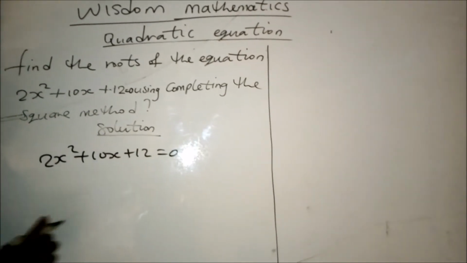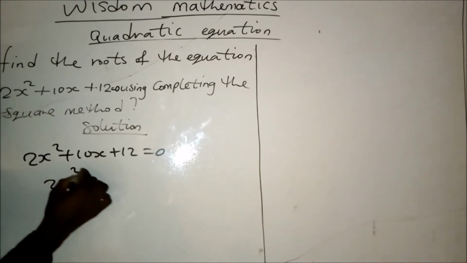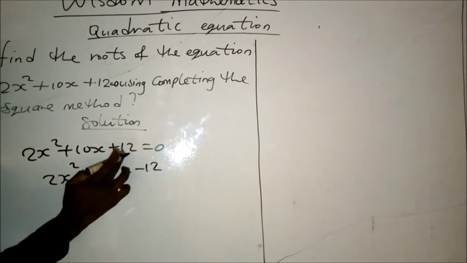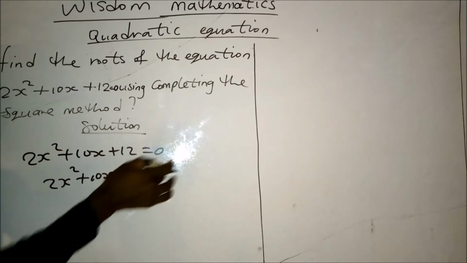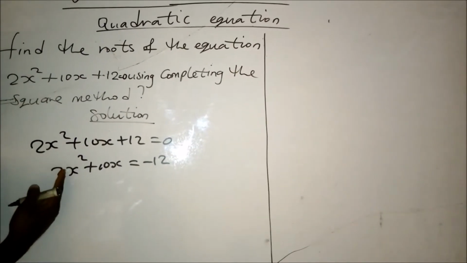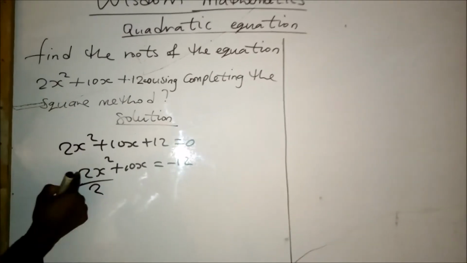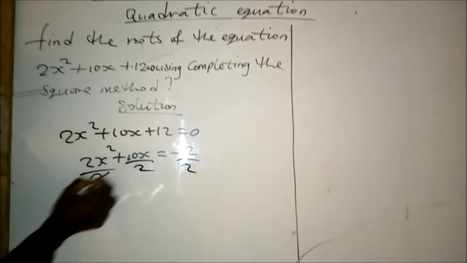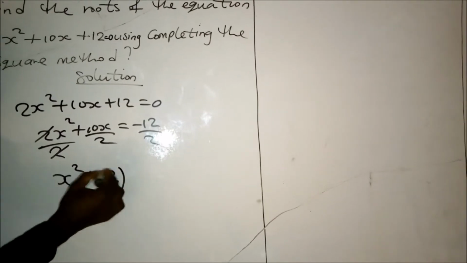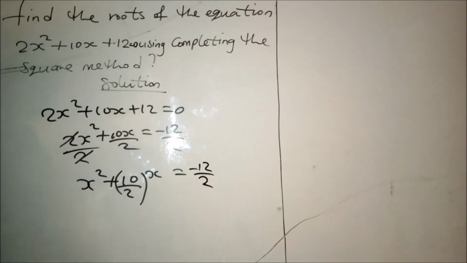For completing the square method, we first of all transfer the constant to the right hand side to have 2x squared plus 10x equal to minus 12, because this 12 was positive, it will now change to negative after crossing over. The next step is to make x squared unity. That means use the coefficient of x squared, which is 2, to divide every term in the equation. We have x squared plus 10 over 2 x equal to minus 12 over 2.